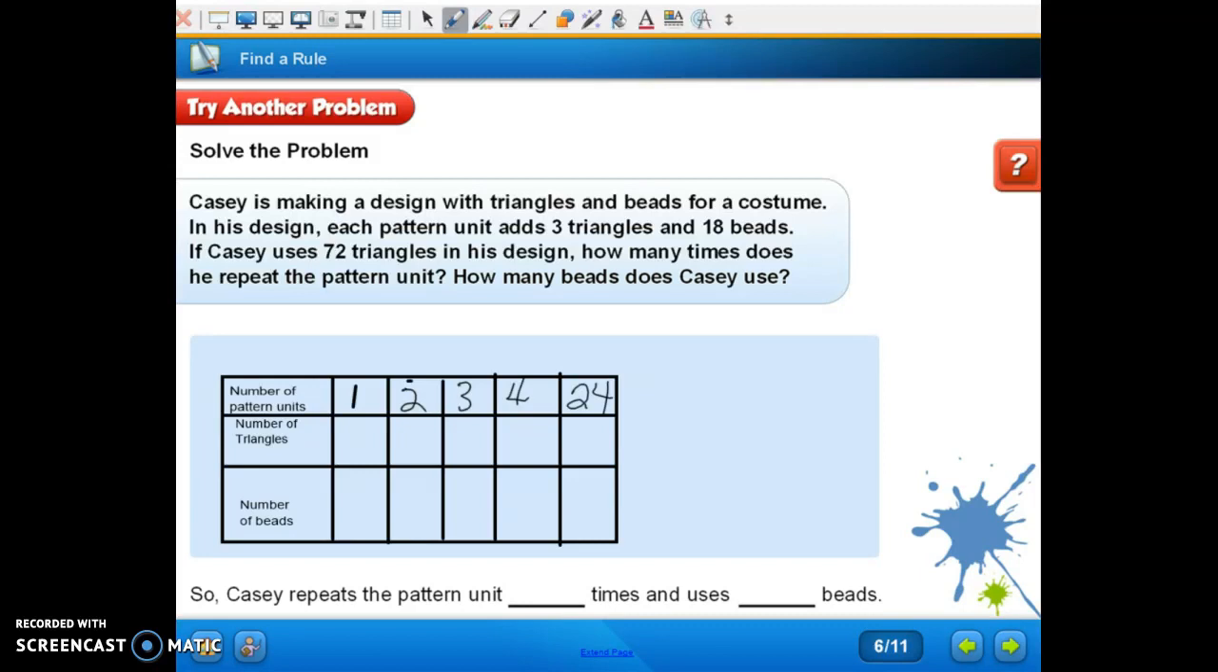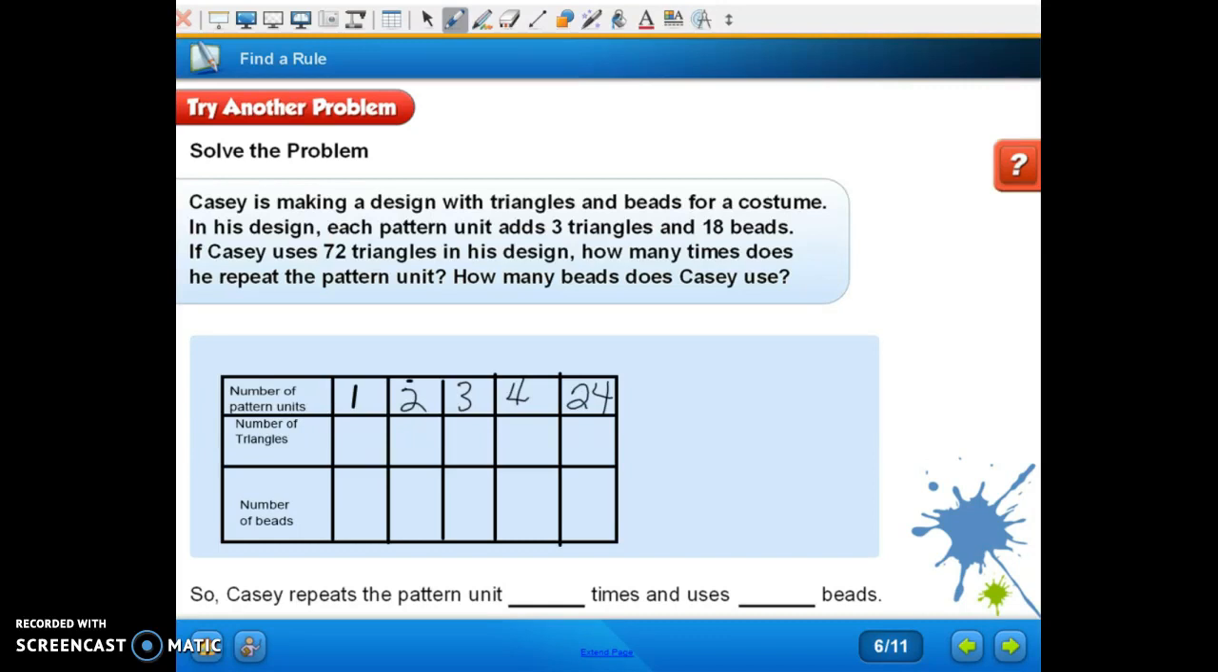Now it says I can divide the number of triangles by 3. How many triangles is he going to end up with? 72. If I divide 72 by 3, what do I get? 24. Why did we divide it by 3? Because there are 3 triangles in each of our patterns, remember?